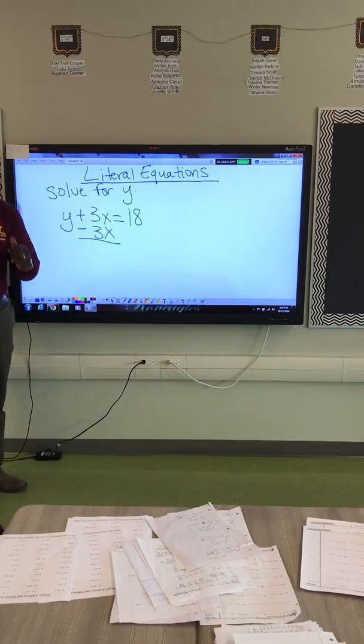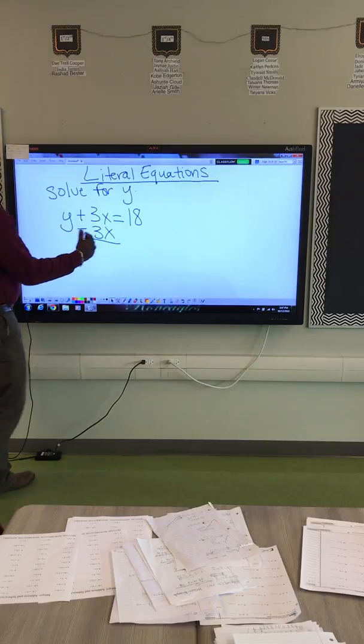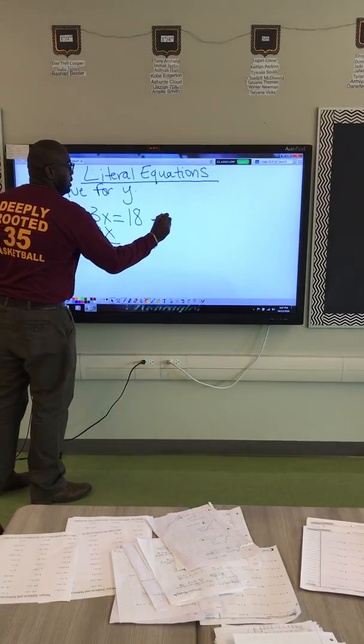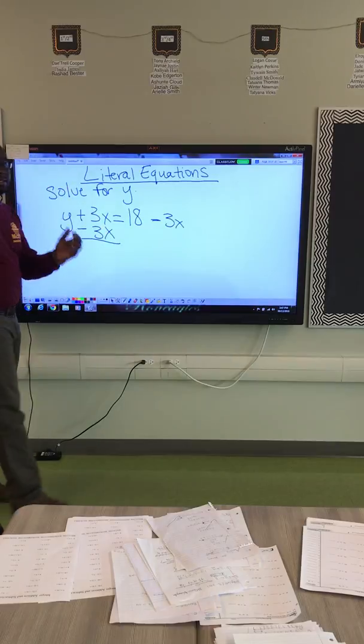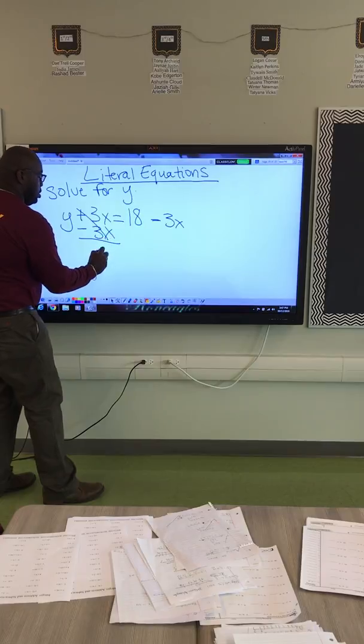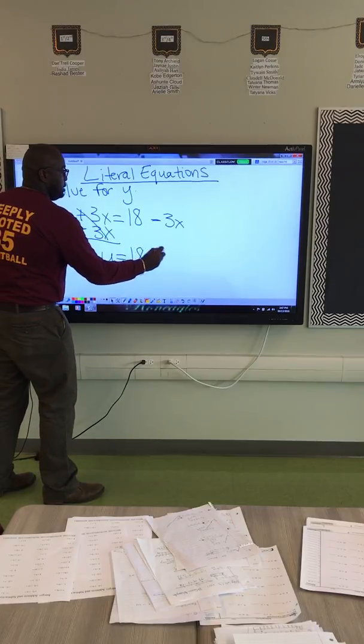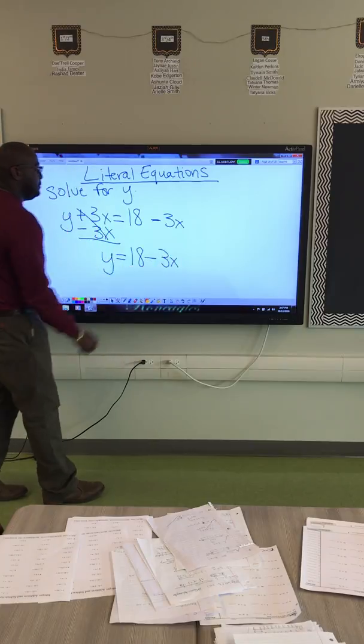That's great. That's exactly what I want you to be doing. But when 3x comes over here, you can't do 18 minus 3x equals 15x. You can't do that. That's comparing apples and oranges. A whole number can't subtract the number with the x. So the answer is going to be y equals 18 minus 3x.